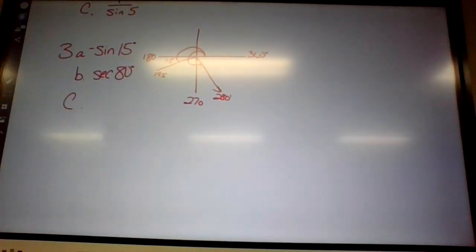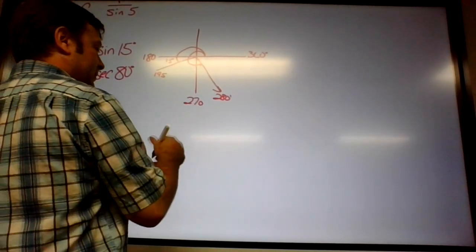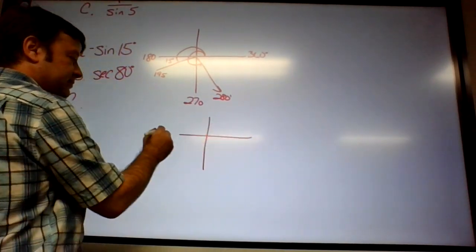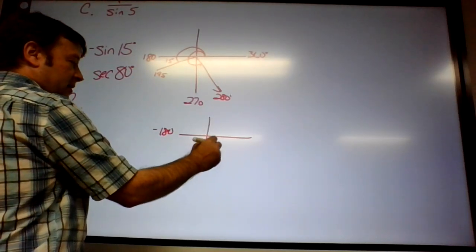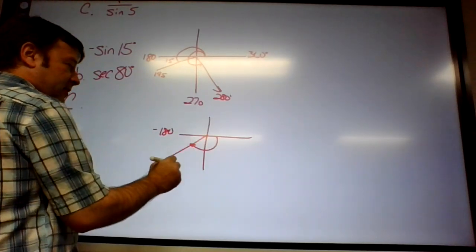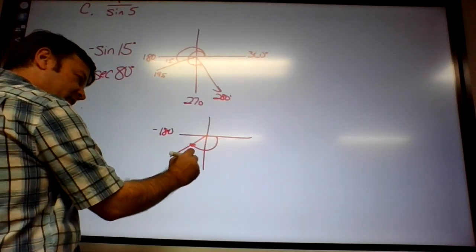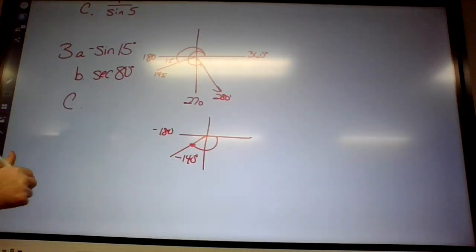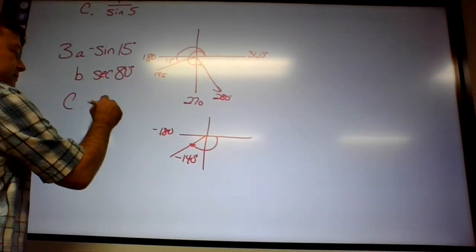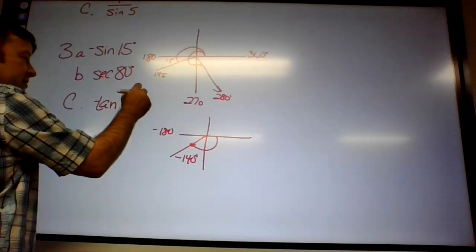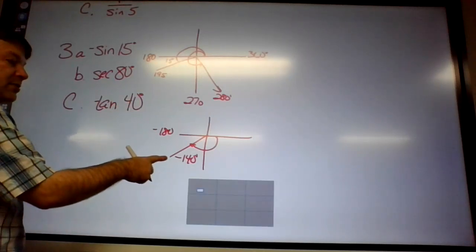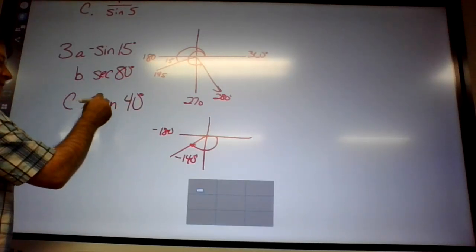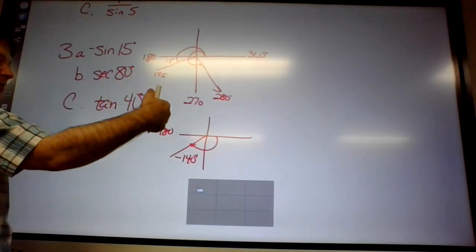Alright, tangent of negative 140. What quadrant is negative 140 in? The third quadrant. How far is that from negative 180 or 180? 40 degrees. So it's tangent of 40. Is tangent positive or negative in the third quadrant? Positive. It's positive in the first and the third.